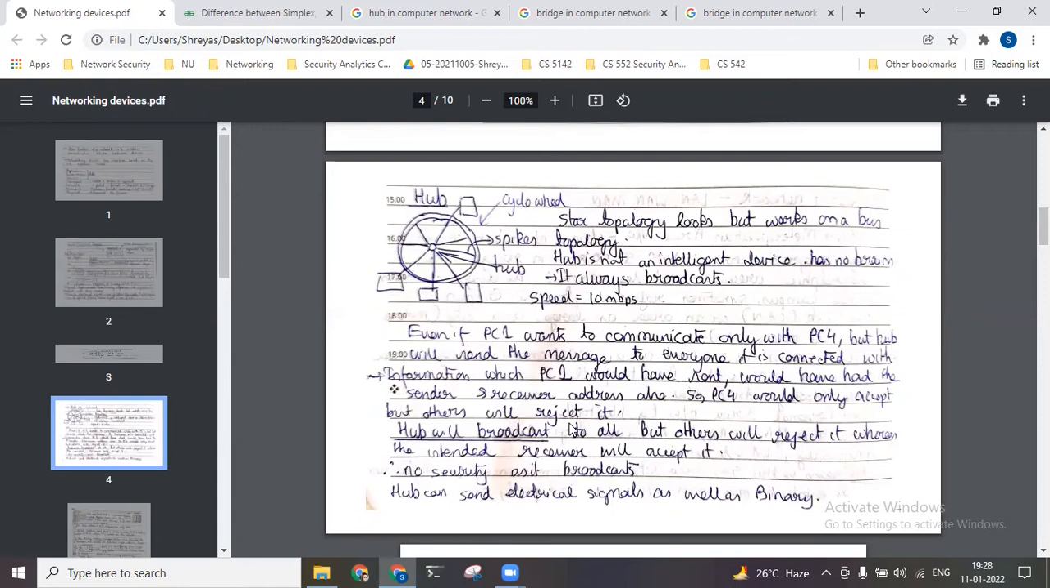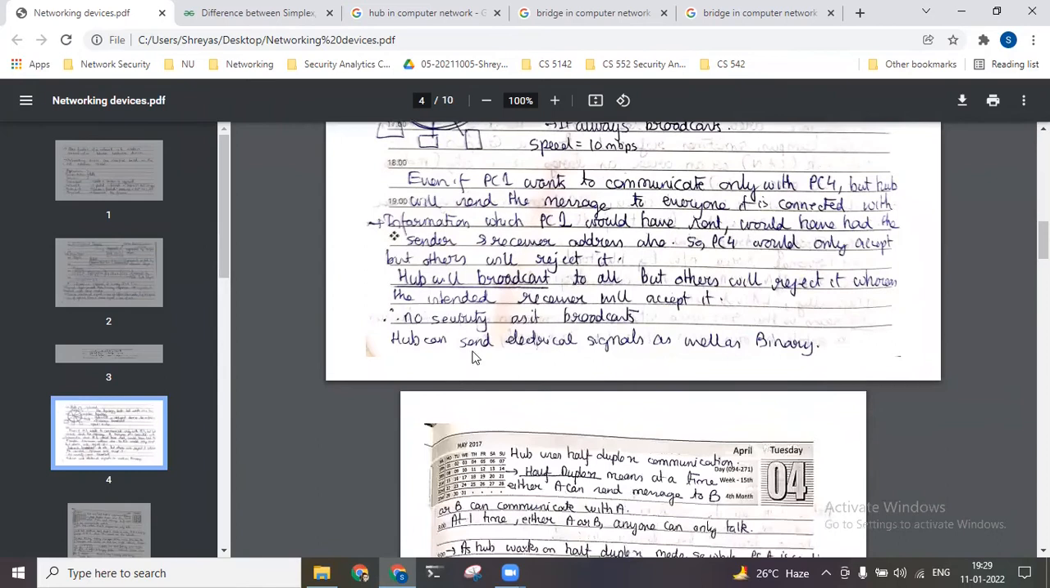So it's something like that, okay? Everyone will be listening to it, but they will ignore it. Only Rahul will say, okay, fine, I got the information, now I can go. So hub will broadcast to all, but others reject, but the intended receiver will accept it. And this, as I said, does not provide any security, okay? And it can transmit the electrical as well as the binary signal.